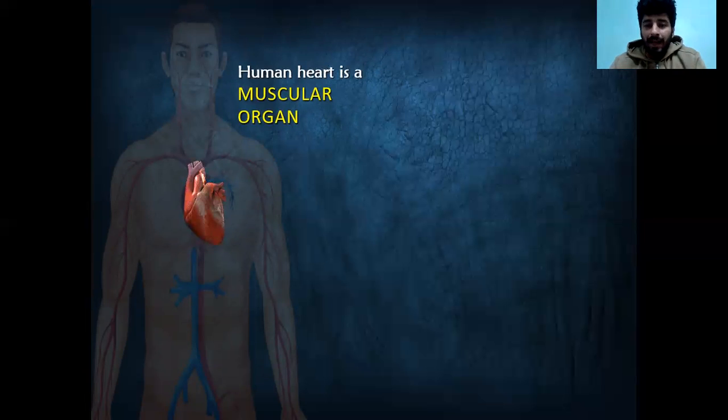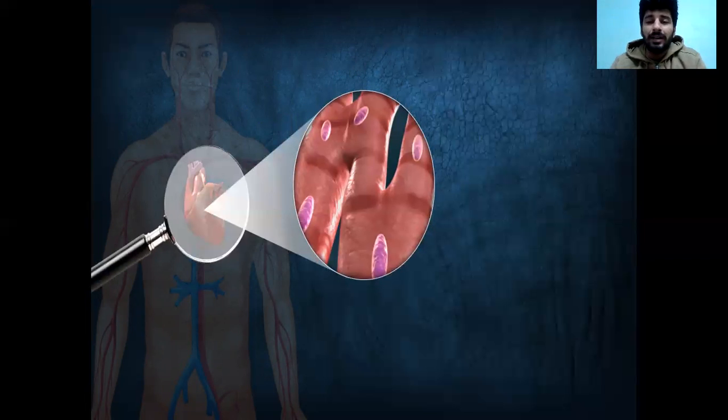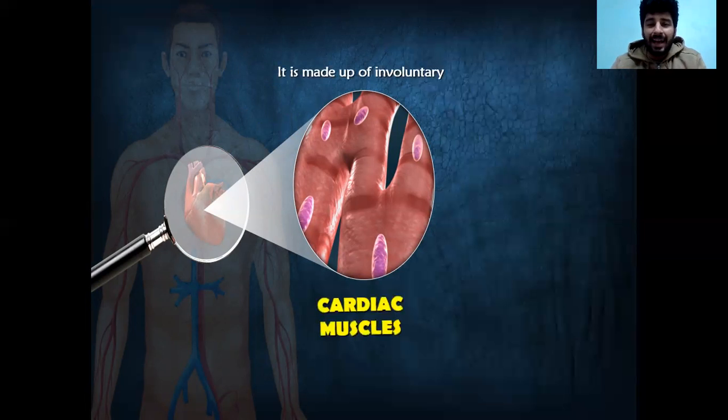The human heart, we know, is a muscular organ, and as I already told you, it is made up of muscles called cardiac muscles. Now students, we all know that we cannot control our heartbeat. So we can say that these cardiac muscles are involuntary. That is, we do not have any control on it.